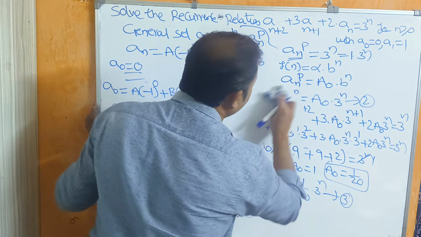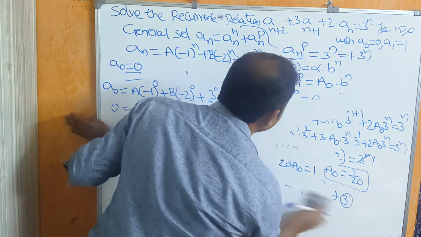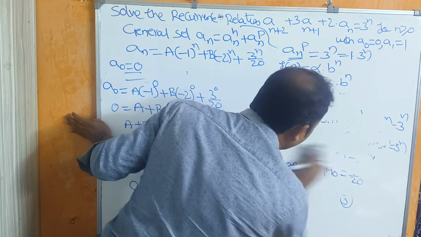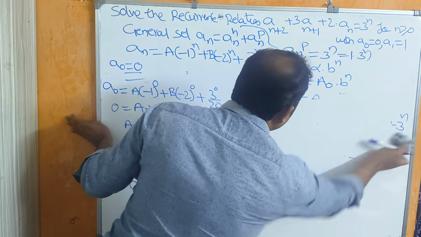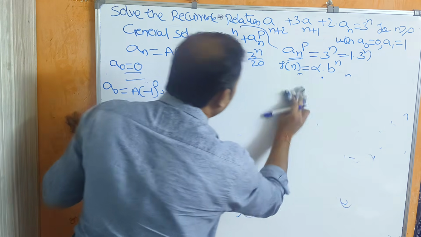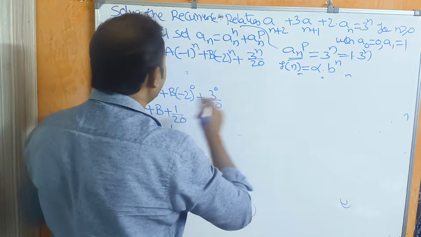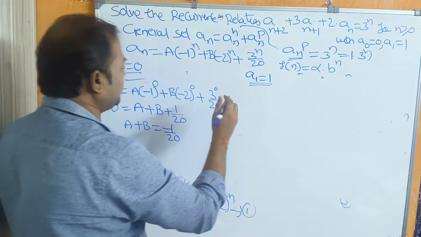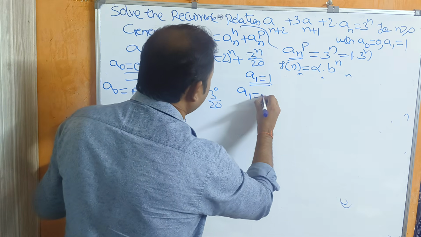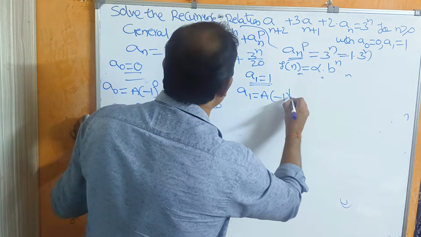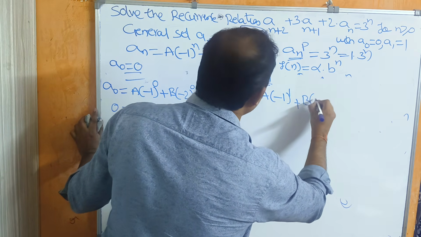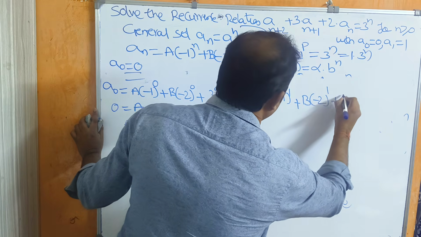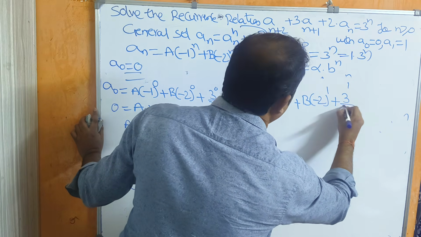Okay. So this is one equation. Now we need to produce the second equation. So for that we need to substitute n value as 1. So what is given in the problem? a1 value is given. a1 equal to 1. So substitute 1 in place of n. So a1 equal to a into (-1) whole power 1 plus b into (-2) whole power 1 plus 3 power 1 by 20.